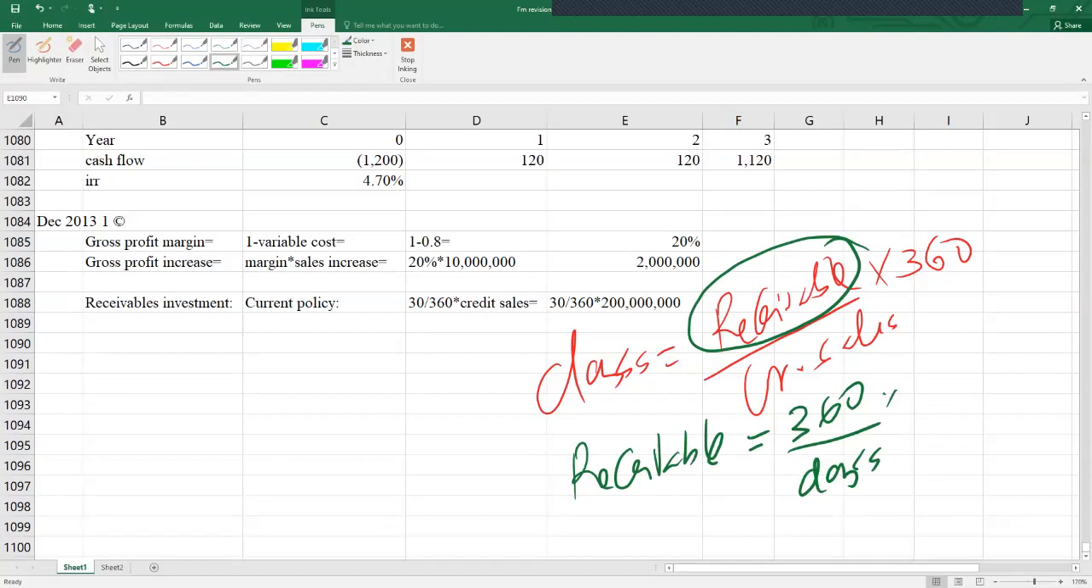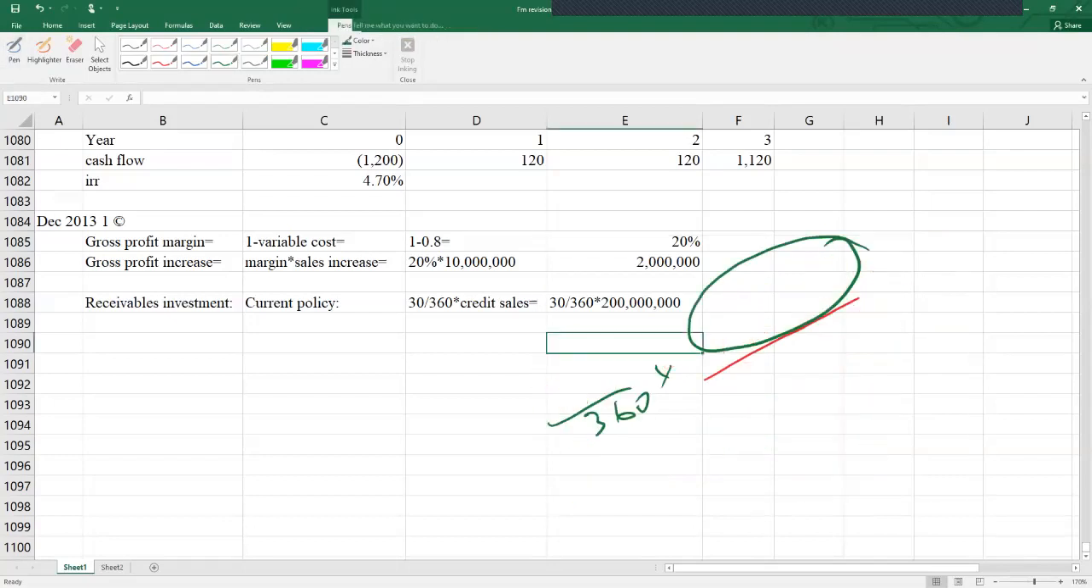A minute. So I want to make the receivable the subject of the equation. So I'll cross multiply the days times. Okay, it is meant to be like that, isn't it? Because it is days times 360 times credit sales. Yes, it's okay. Not sure why I was doubting myself. Okay.